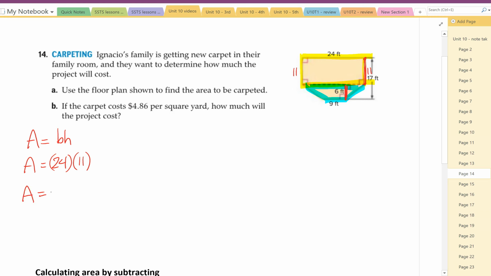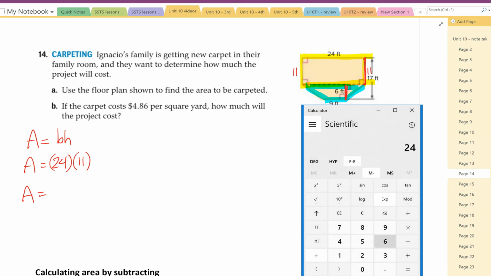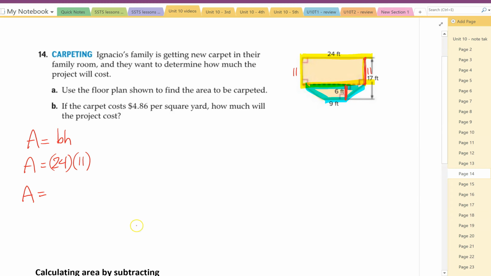So the area of the rectangle is 24 times 11, which is 264. So that's for the rectangle. Now I'm going to do the trapezoid. And I already have all the information I need to do the trapezoid.